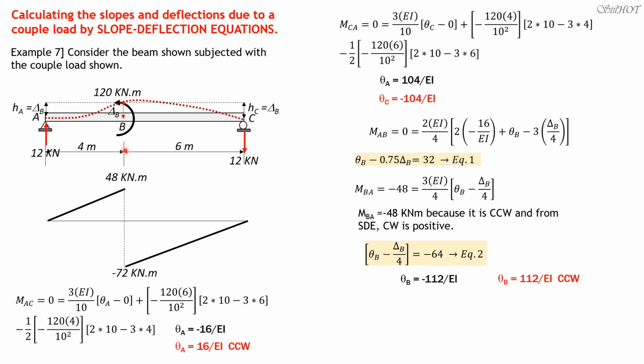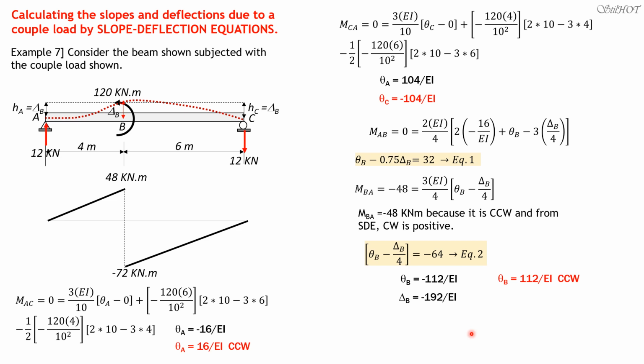If it happens to be positive, then the assumption that B is below is correct, and the sign of delta B would be negative also, because it is downward. But because the final position of B is above the original B here, then delta B is positive. So delta B is 192 over EI.